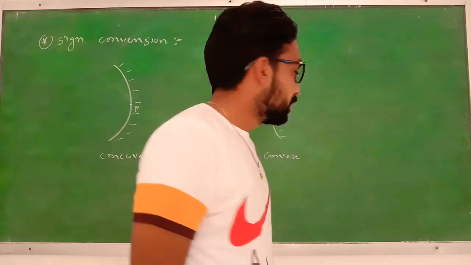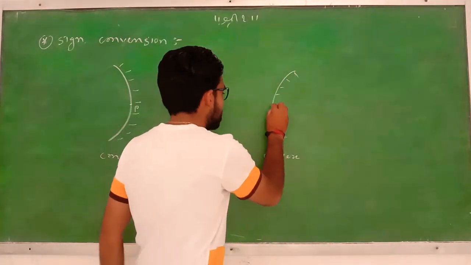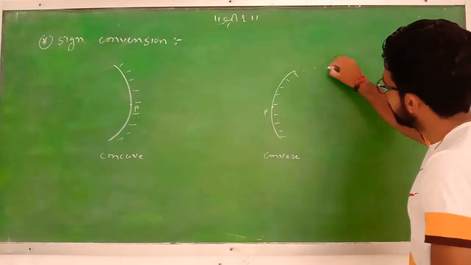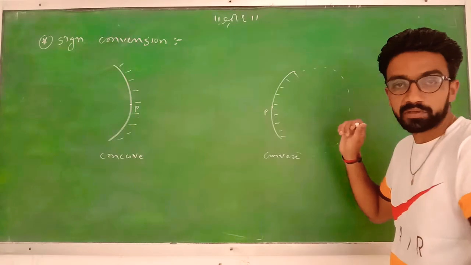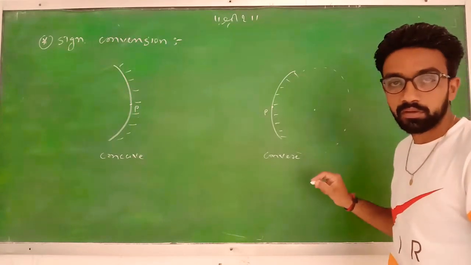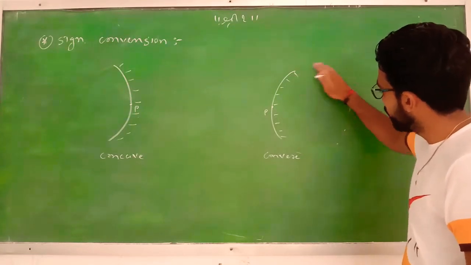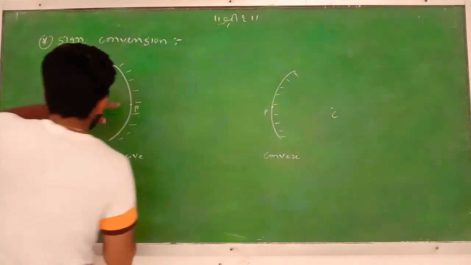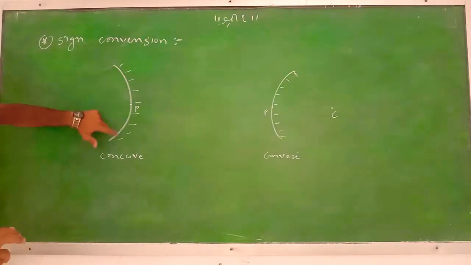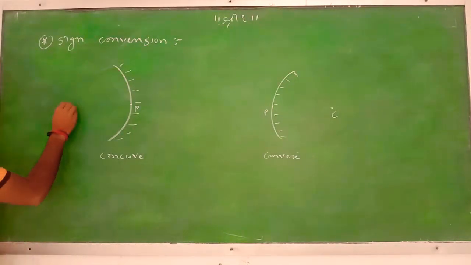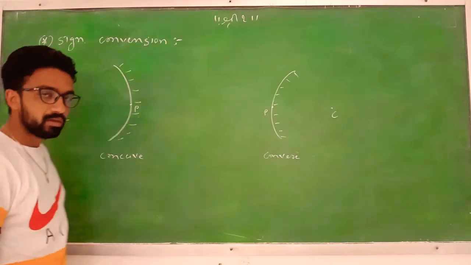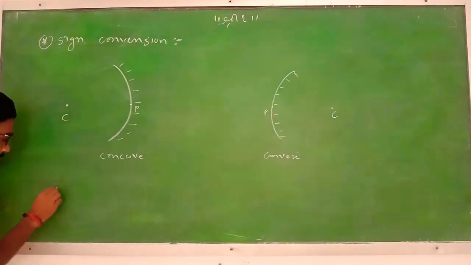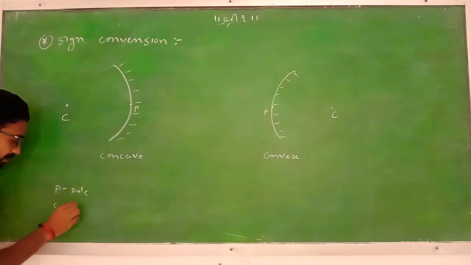Now this mirror can be made from a sphere. You can consider this a small part of the sphere. This sphere has a center, and this center is known as the center of curvature, which is denoted by C. Similarly here, this is a part of a sphere and this sphere has a center. That center is the center of curvature for this convex or concave mirror. So here P is the pole and C is the center of curvature.